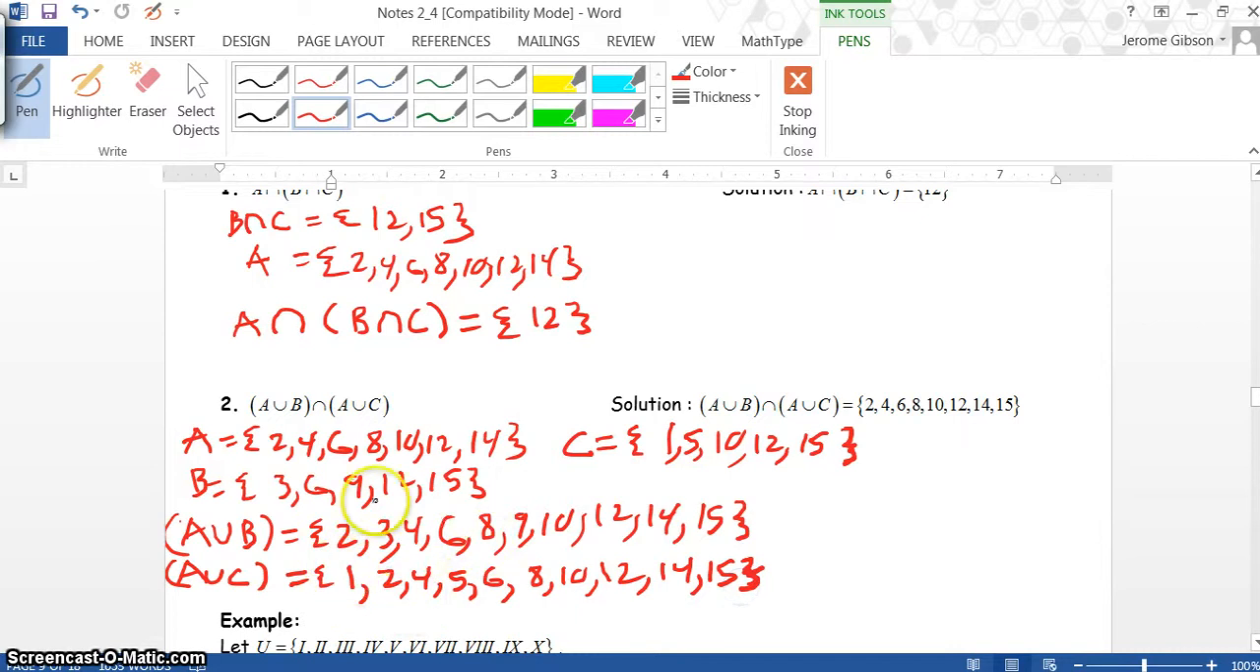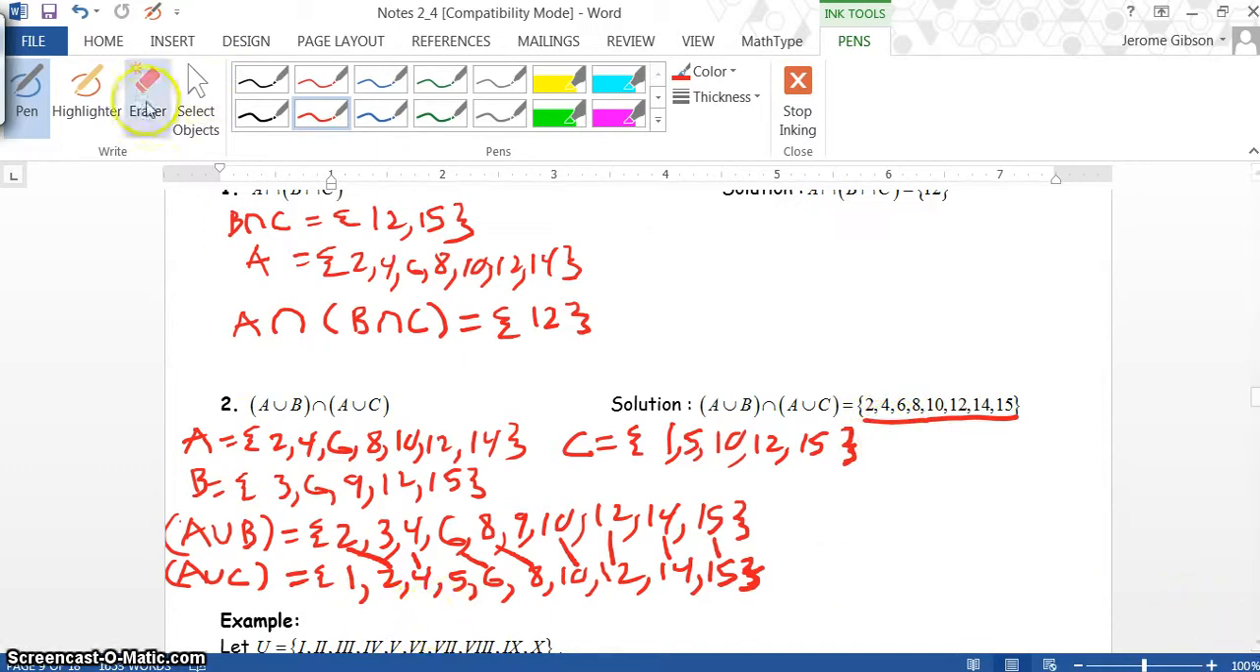Now what we want to do is intersect these two sets. We look at the values that are alike. We have 2, 4, 6, 8, 10, 12, 14, and 15. These are the like values. So as we see here, A union B intersect A union C is 2, 4, 6, 8, 10, 12, 14, 15. So that will be your final answer.